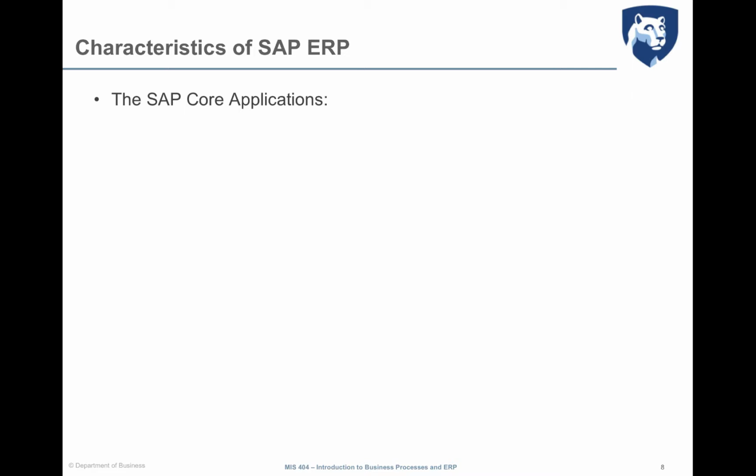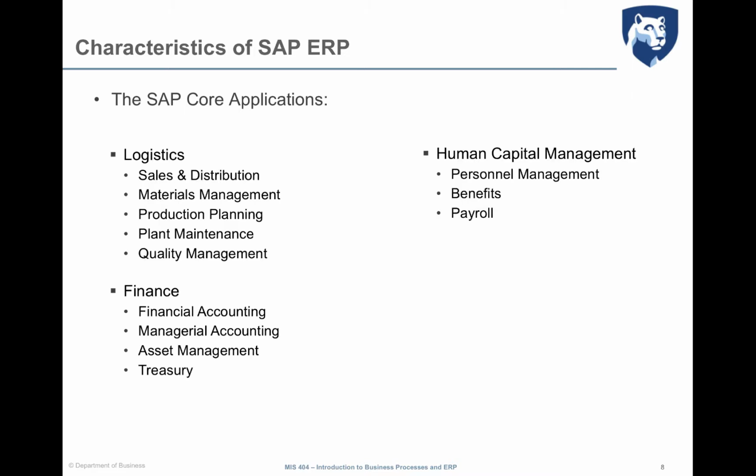But the first SAP ERP had just some core applications, existing since the foundation of the first version, and these core applications are essentially logistics, finance, and human capital management. So the first versions of SAP ERP were conceived and launched on the market including just logistics, finance, and human capital management.